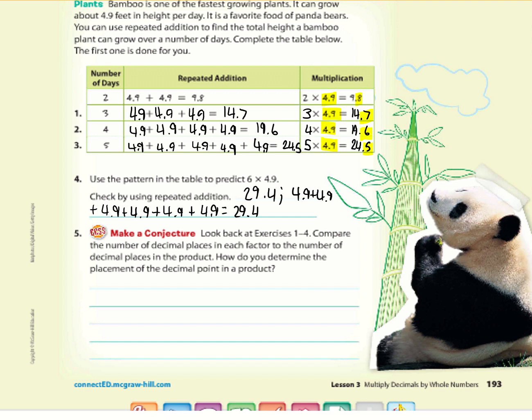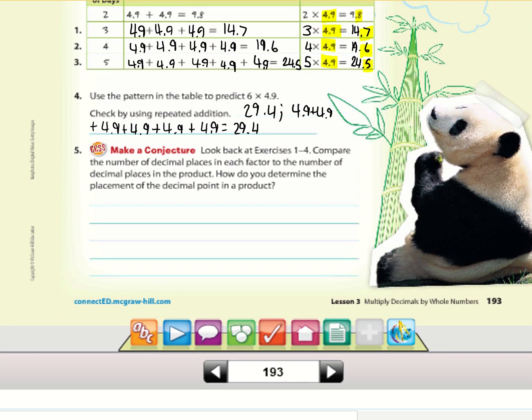So go ahead and use this information to complete number 5. So I'm going to write down what I noticed. I noticed the factors. The factor 4 9/10 has 1 decimal place. And the product has 1 decimal place.